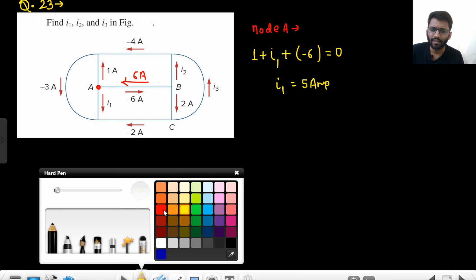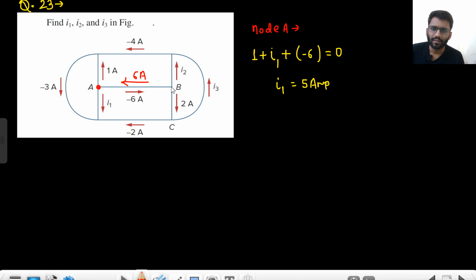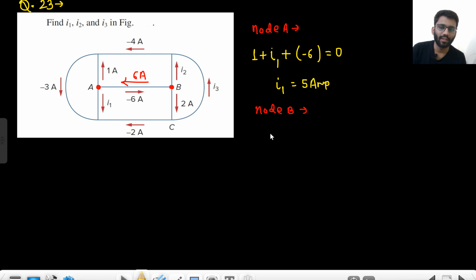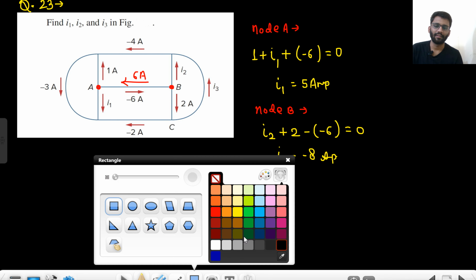Now for I2, what will I do? I will apply KCL at node B. I2 is going up, so I2 is outward current, plus 2 ampere is outward current, and minus 6 ampere is the inward current. So I can write minus of minus 6, because minus 6 is the inward current, equals 0. So I2 is equal to minus 8 ampere. What does that mean?